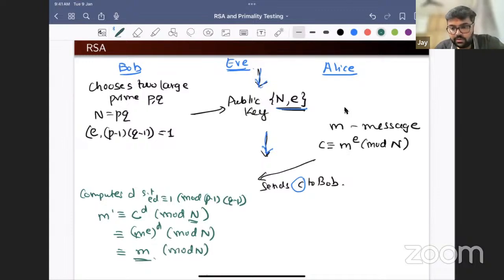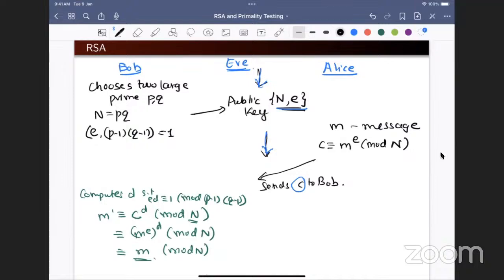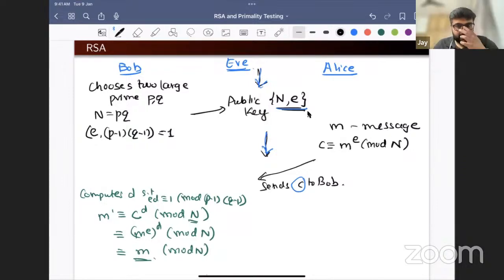Is it clear to everyone? RSA is a very popular crypto system. Am I audible? Jyoti, Chaitanya? Yeah. Okay, because I got a message that my connection was weak in between. Okay, so no doubts here, then we can go ahead.